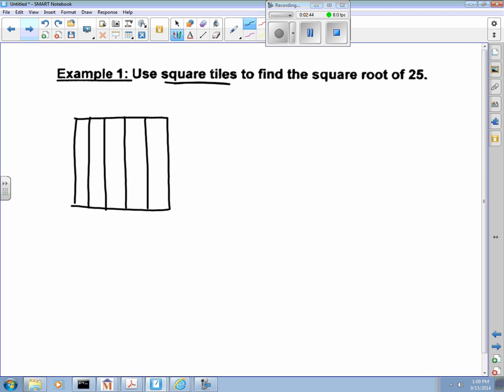Draw yourself a square that's made up of, in fact, 25 square tiles. Yes, all these tiles are exactly the same. They have the exact same length and width. They're all squares. Can't you tell? Aren't they lovely? So there we go.